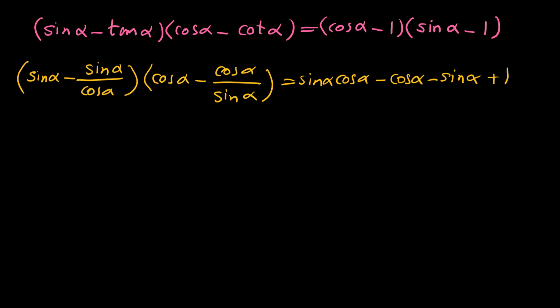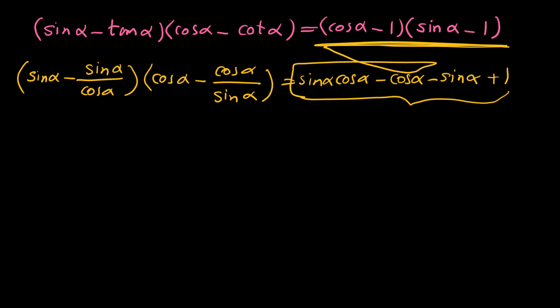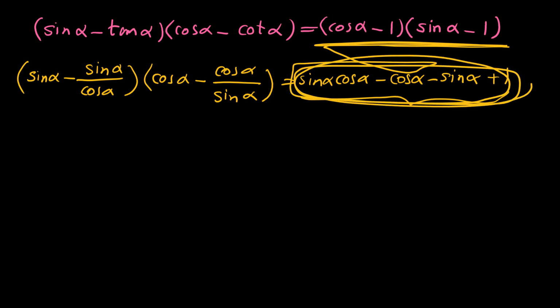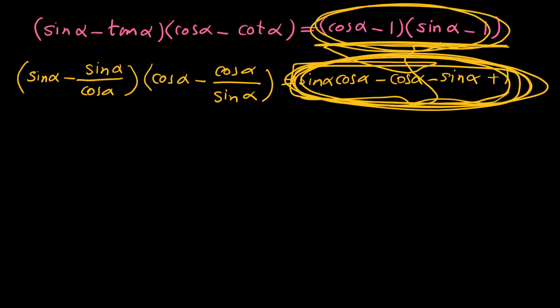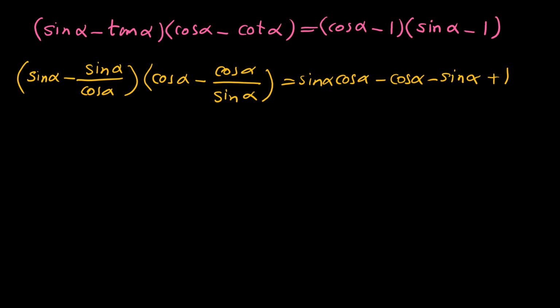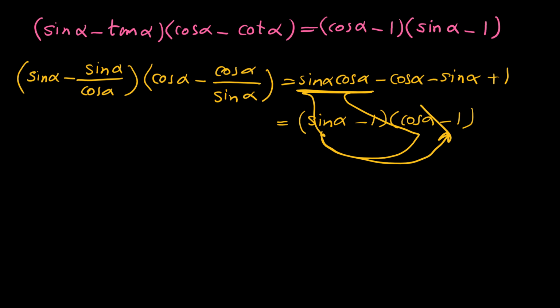Now, if you pay attention, this expression is exactly this. If you try to factor this, the factored form of this expression is exactly the other side. So we are done. So here we can write this as sine alpha minus 1 times cosine alpha minus 1. Sine alpha times cosine alpha would be this term. Sine alpha times negative 1 would be this term. Cosine alpha times negative 1 would be this term. And negative 1 times negative 1 would be 1.